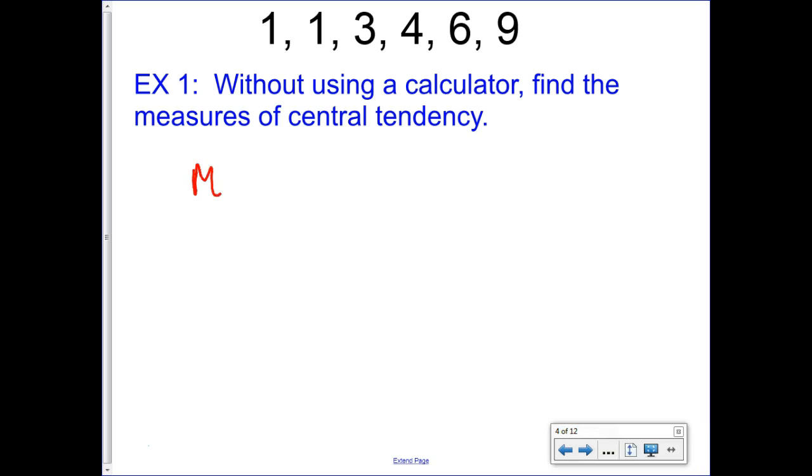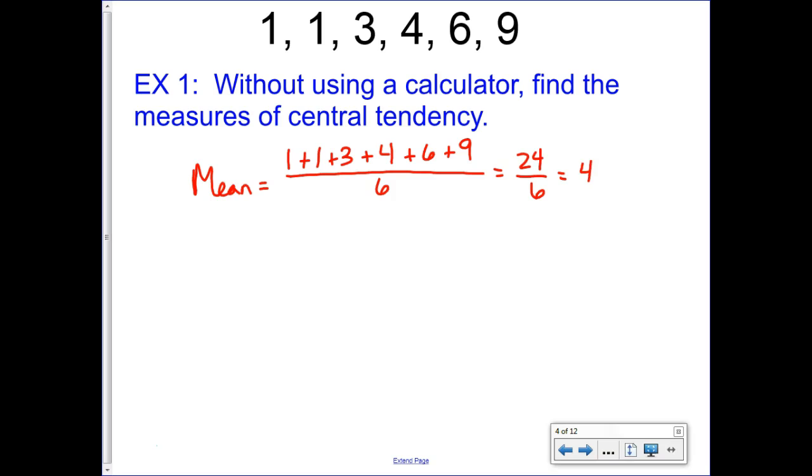So for the mean, we're going to do 1 plus 1 plus 3 plus 4 plus 6 plus 9, and then we need to divide by the number of numbers that we have. And so we have 6 numbers. So I get 24 divided by 6, and so I get 4 is the mean.